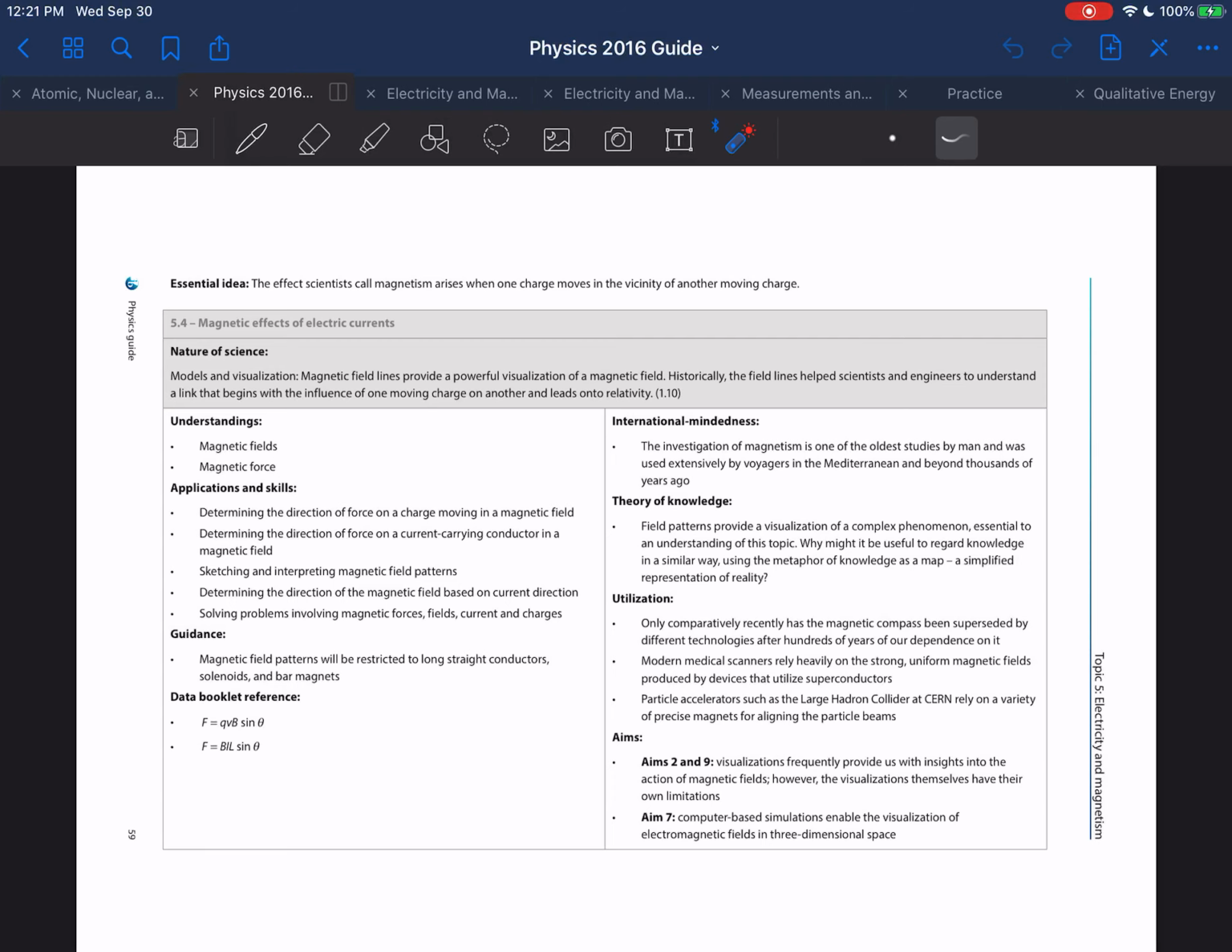In this video, we will continue to examine topic 5.4, the magnetic effects of electric currents, and in particular, we will unpack the Bainbridge mass spectrometer.